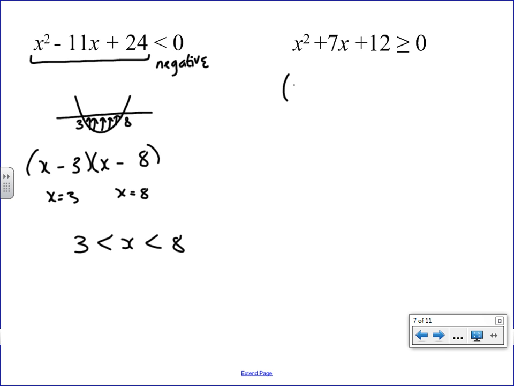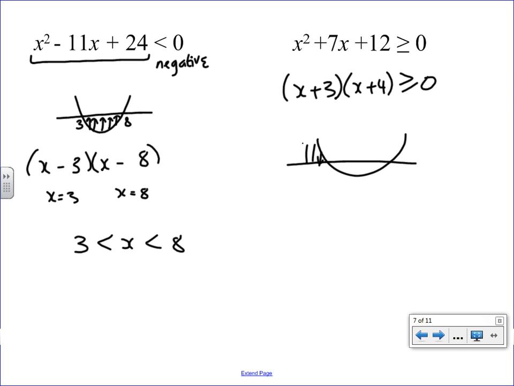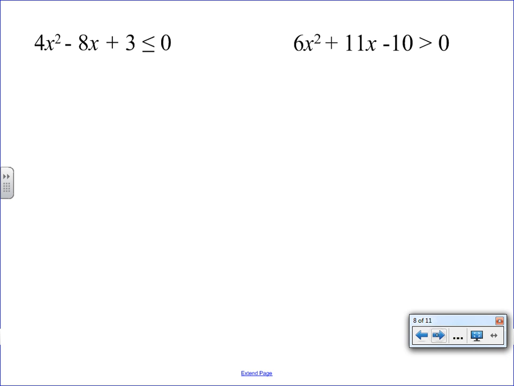Okay, next one. I think I can factorise this myself. So I want the graph to be positive, so that's all this stuff and all this stuff. This gives me x is minus 3 and that gives me x is minus 4 as roots. So I want to be to the left of minus 4, or equal to minus 4, or to the right of minus 3, or equal to minus 3. Two sections, two inequalities. Oh, it's the factorising that's difficult.